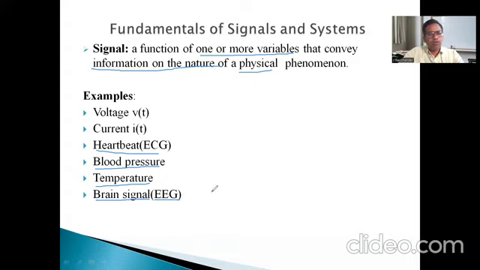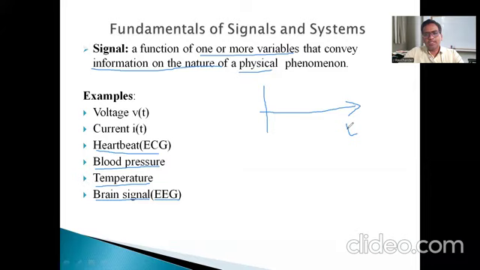So what are all these signals? All these signals convey some information. How are they conveying? It depends on some independent variable, which is a function. Mathematically, we can represent these signals as a function of one or more independent variables. Let us take the voltage signal. There is an independent variable in this voltage signal, that is, time t is the independent variable.